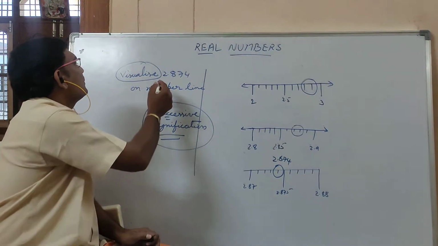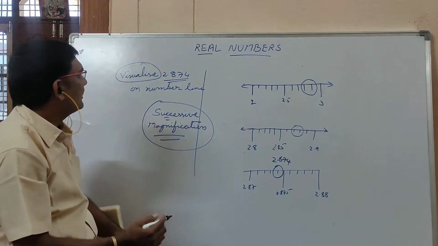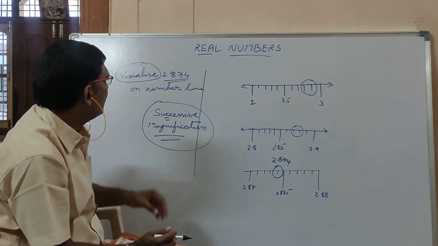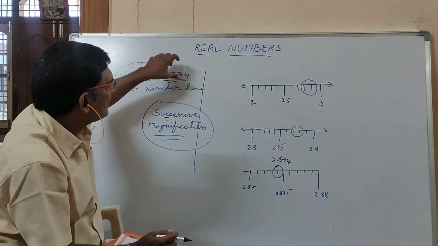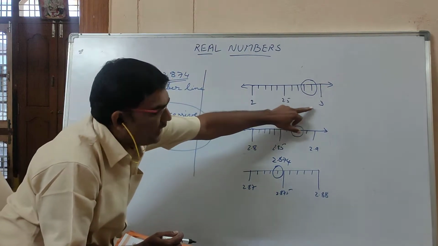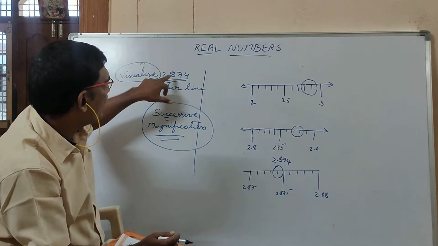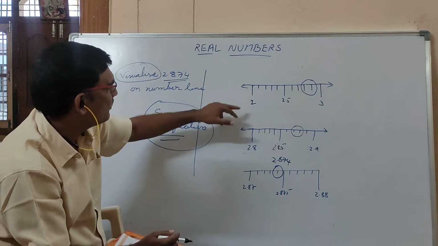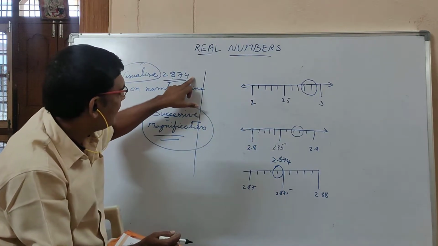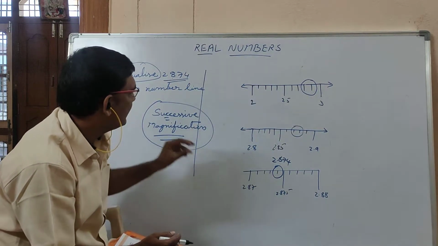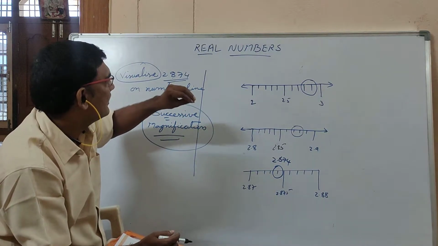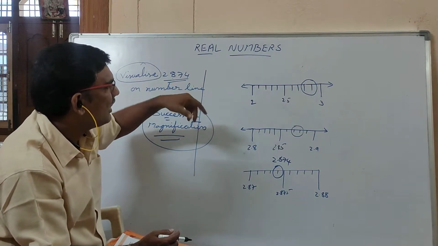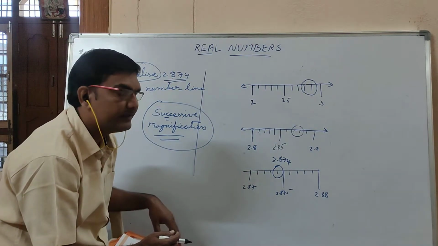So the question is 2.874. By seeing this question, you will understand that this number lies between which two numbers: 2 and 3. It is 2 point something. It is less than 3 and greater than 2. So step 1 in writing: 2.874 lies between 2 and 3. You can write it.